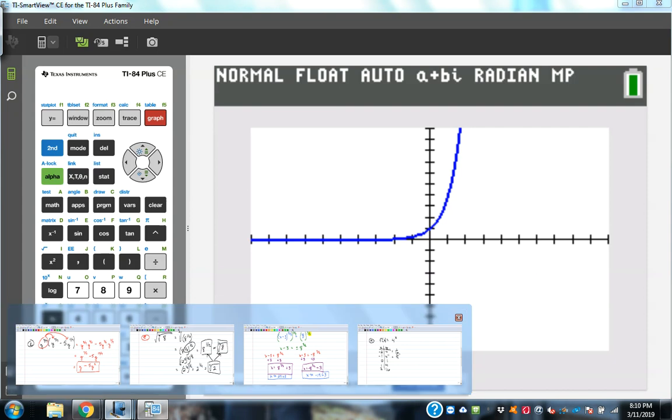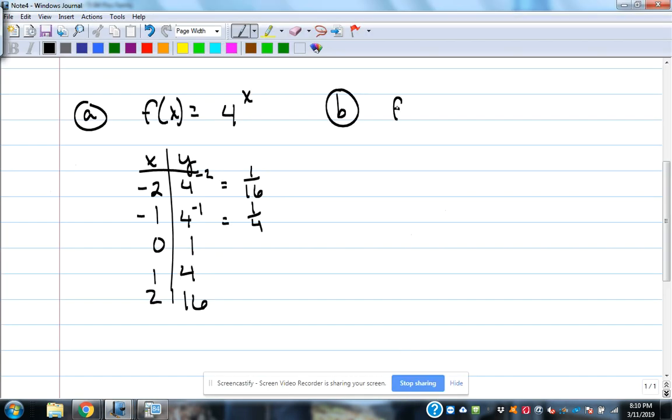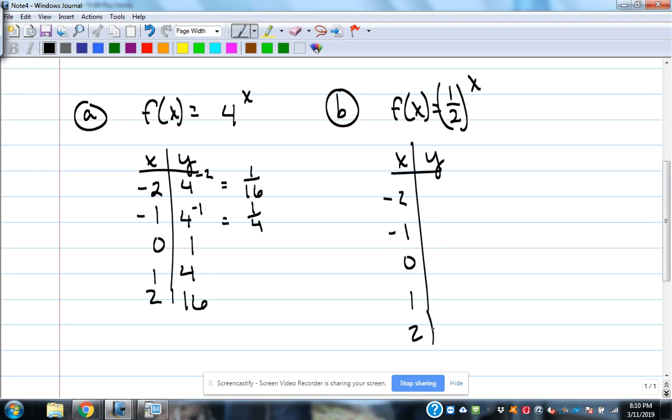Let's look at another one. Example B. Let's do f of x is equal to 1/2 to the x power. Put the fraction in there. Let's do the same idea. If I use -2, -1, 0, 1, 2. If I raise 1/2 to the -2 power, that's going to be flip the 1/2 squared, so it's going to be 4. -1 power is going to be 2. Anything to the 0 power is 1.